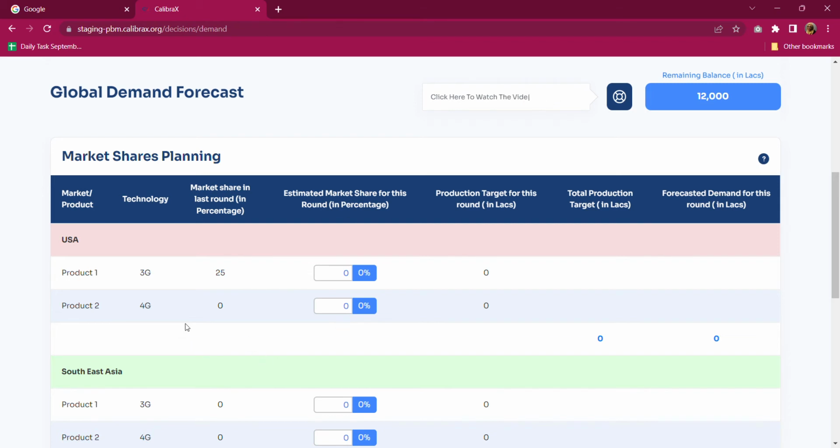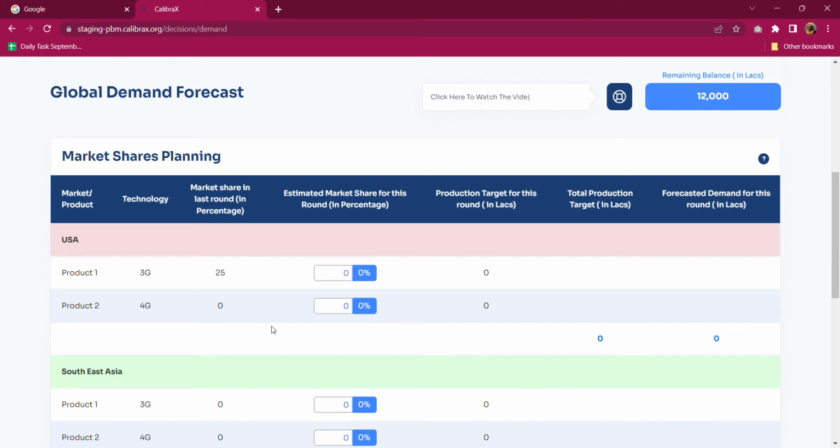We have to remember that currently they are only producing 3G phones and selling them to the USA only. Four teams hold an equal amount of market share. Hence, the market share in the last round for the 3G market in USA is 25%. Just like the forecasting of the total global market demand, teams would have to insert a value on each of these input fields to proceed with the next round.